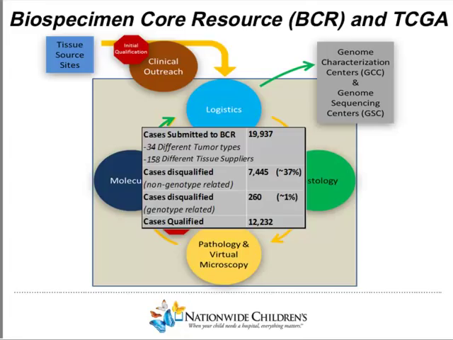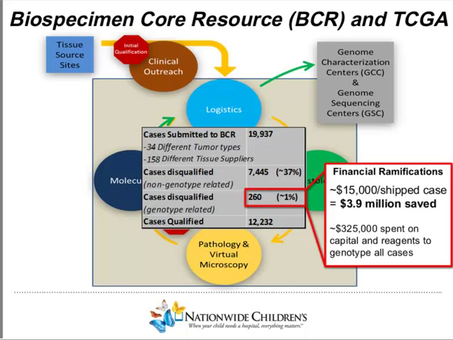Approximately 60% of those cases passed all of our QC metrics and went on to ship for characterization. For those that didn't pass, they failed for various reasons, and I show there non-genotype related and genotype related, because that's essentially the point of this presentation for today. The genotype related disqualifications accounted for 1% of all of the cases that came in. I wanted to emphasize at this point the ramification, or let's say the value added, of doing this genotyping test in the context of a large throughput project.